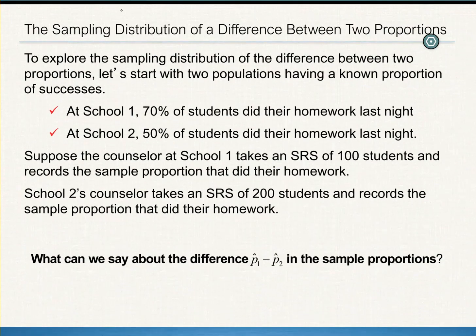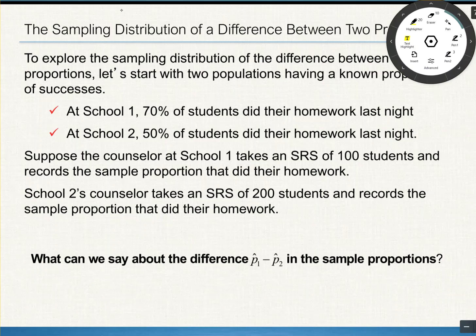Another example here is, suppose at one school, 70% of students did their homework last night, and at the second school, 50% of students did their homework last night. So suppose the counselor, so first off, again, we're assuming we know this. We can't really know this, but we're assuming that we know this information.